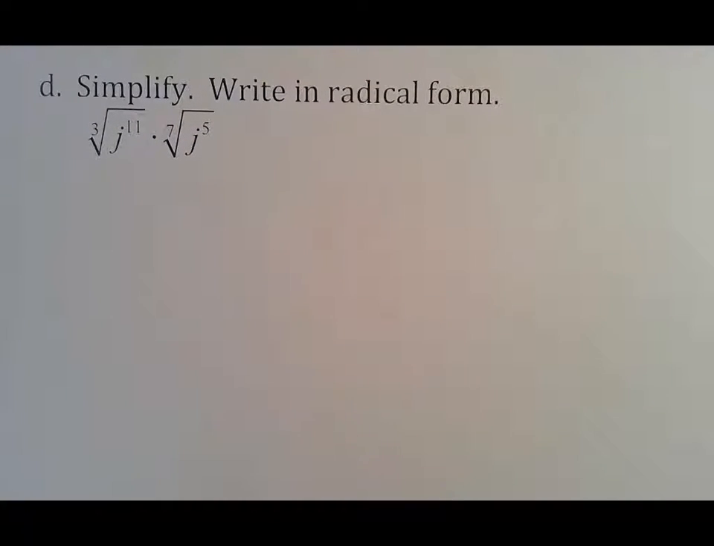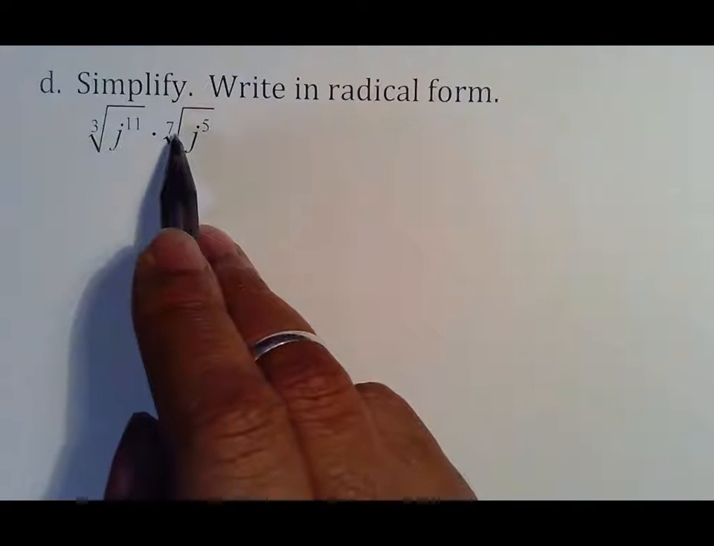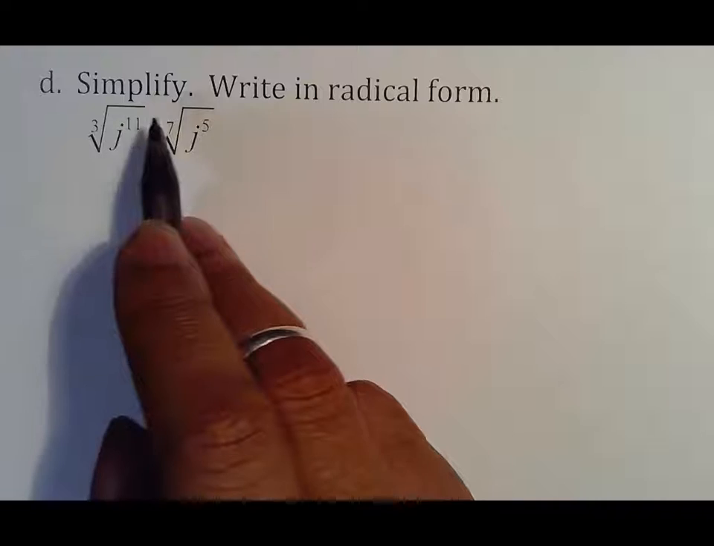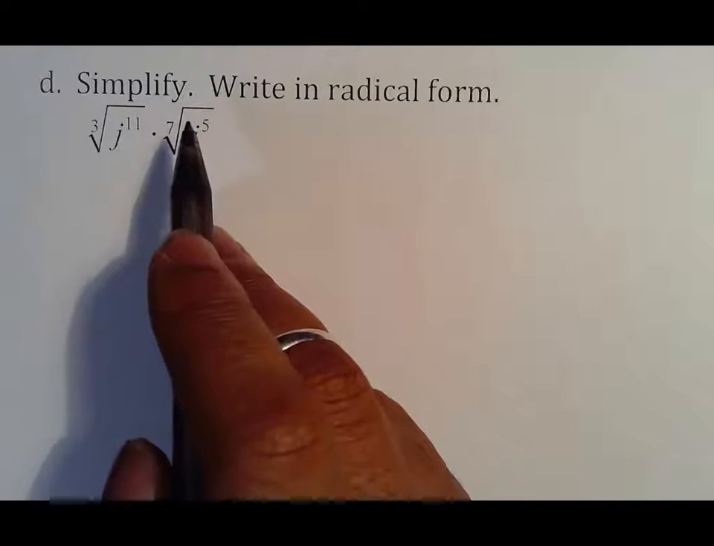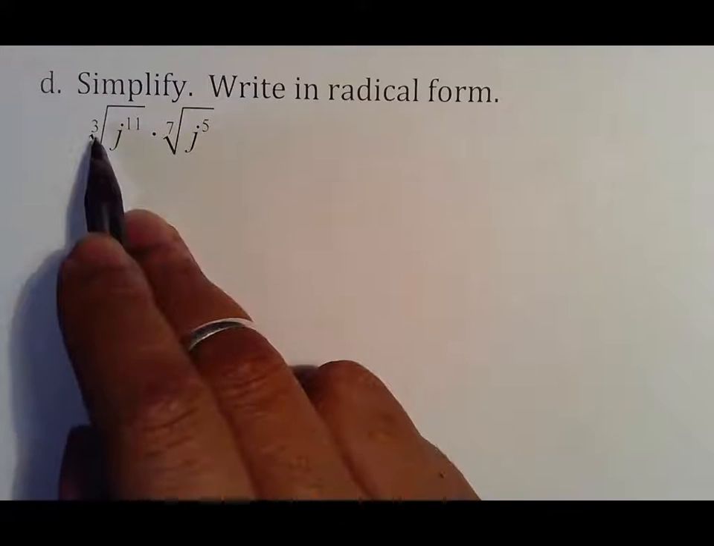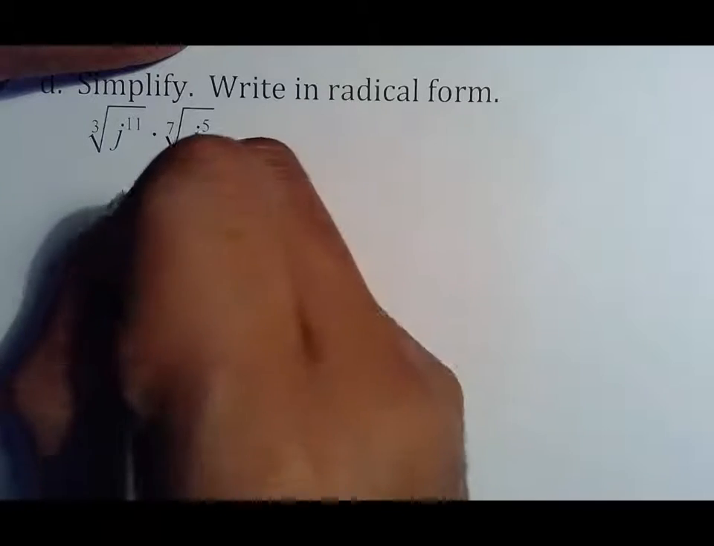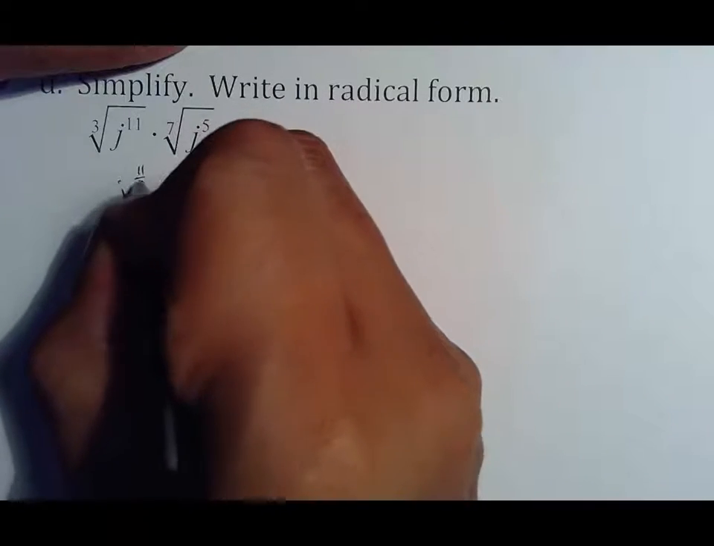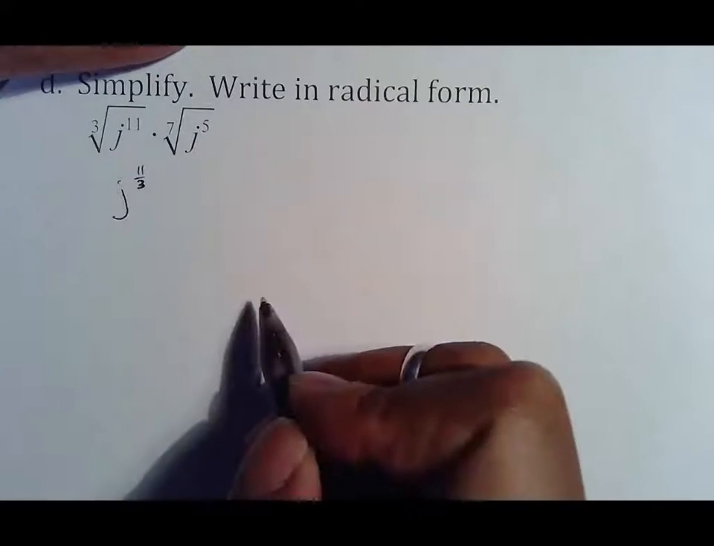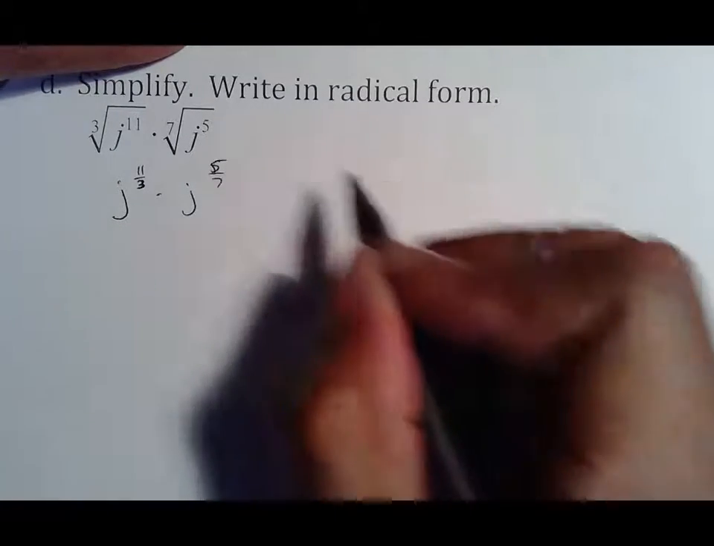Now, this is the tough one, because in our general rules, you cannot put a third root with a seventh root. It's impossible. So in general, you would not be able to put these together. The good thing, though, is that because there are two different forms, you actually can put these two together, and just watch and take notes on this. Because this turns into j to the 11/3. Remember, top number, bottom number, times j to the 5/7.